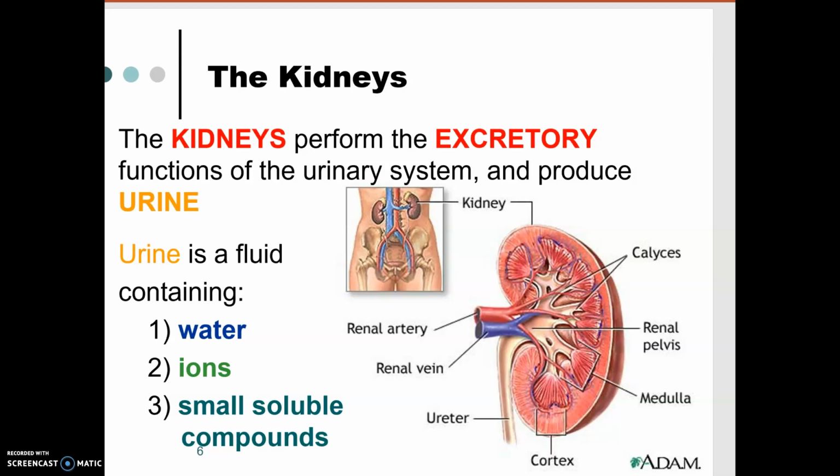What is going to be found in urine? There's going to be a lot of different things we find in urine. Mostly going to be water. We're also going to find ions and some small soluble compounds.